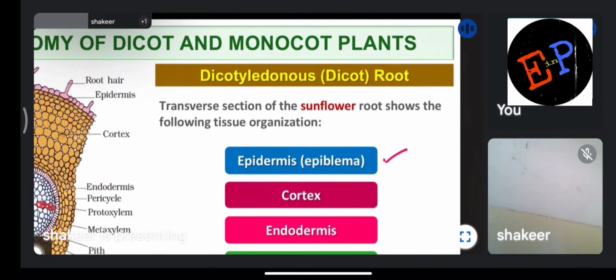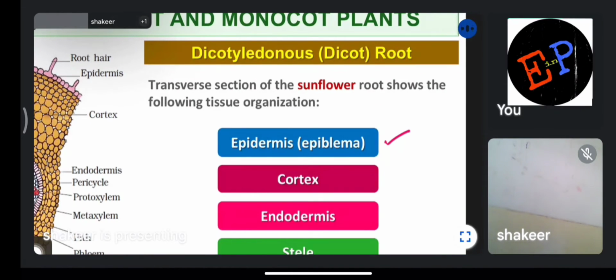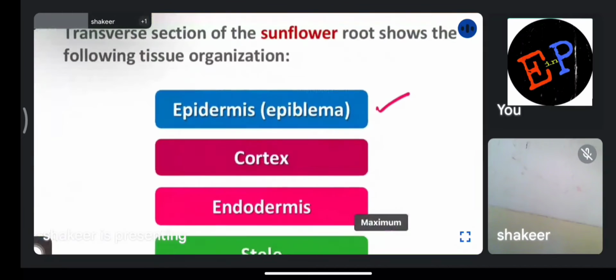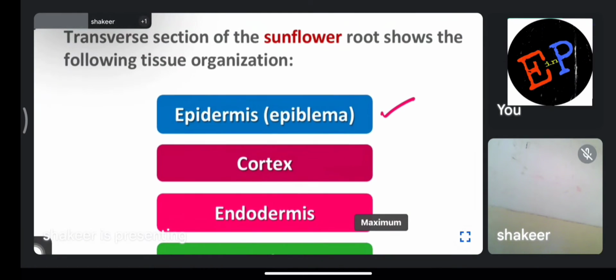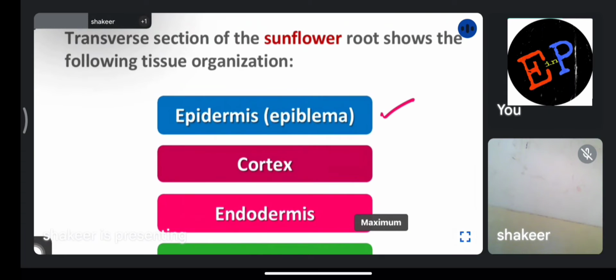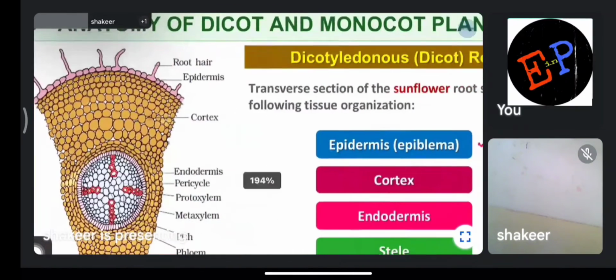Epidermis, which is also called as epiblema. Epidermis means the total outermost structure. The next innermost structure is called cortex, the next innermost structure is called endodermis, then the next innermost structure is called stele. So inside epidermis what is present? Cortex. Inside cortex what is present? Endodermis. Inside endodermis what is present? Stele is present. Now let us see the structure here.